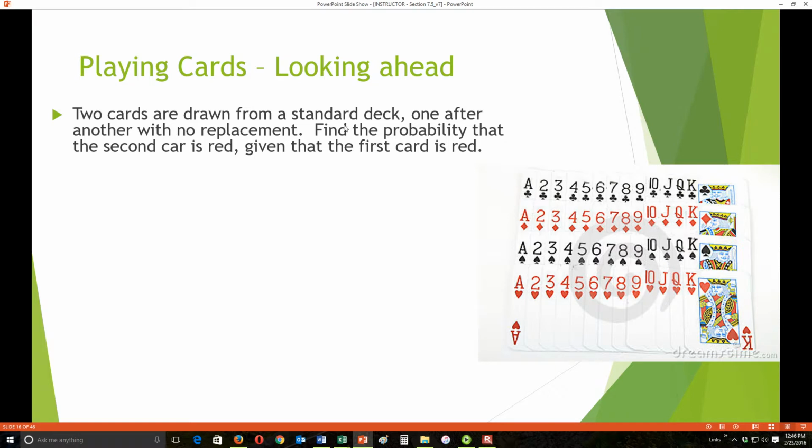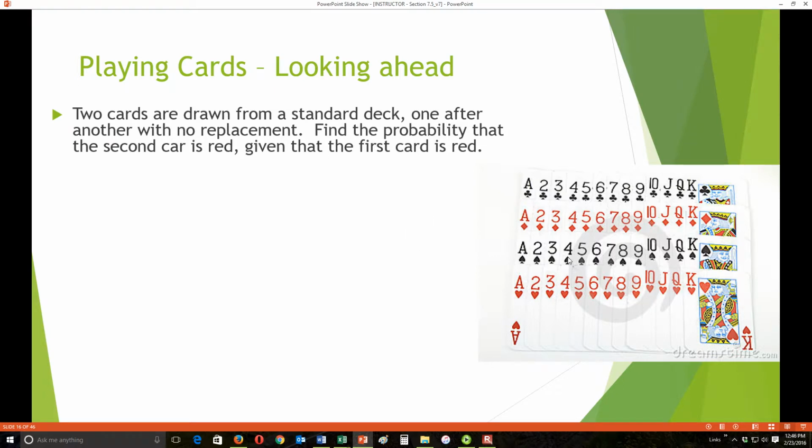2 cards are drawn from a standard deck, one after another with no replacement. Find the probability the second card is red, given that the first card is red. This is where we're going to start looking ahead. This is a conditional probability where we're going to have to reason through this.